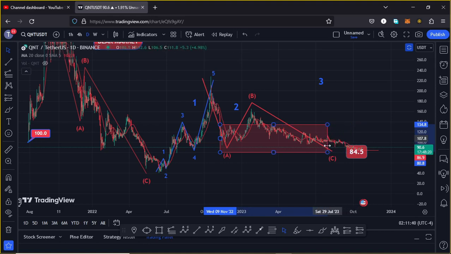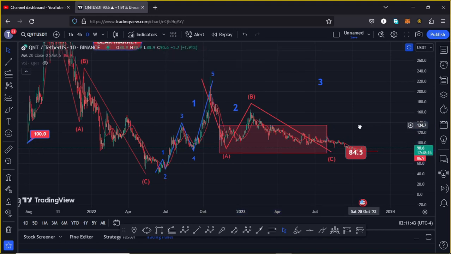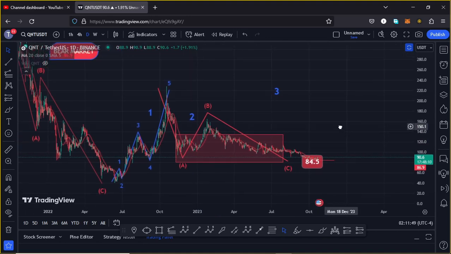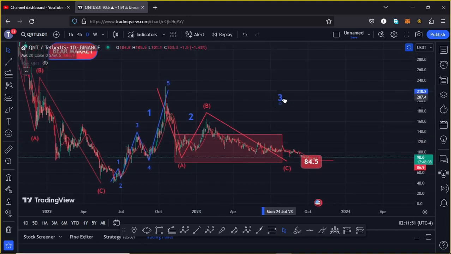I'm saying that because Q&T has now done the minimum that we expected that second wave to the lower side to do. And in the next coming days or maybe months, we can start getting impulsive in the formation of this wave 3 to the upper side.